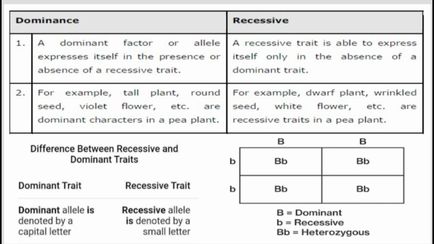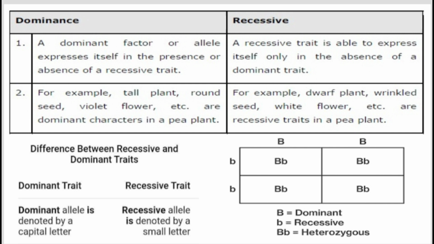The examples for dominance are, for example, tall plant, round seed, violet flowers, etc. These are the characters of a pea plant. Recessive traits, dwarf plant, wrinkled seed, white flower, are the recessive pea plant traits.